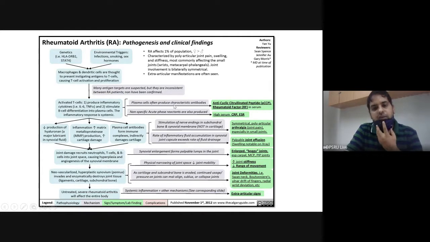With the inflammation and these changes, what changes will you observe in a patient's blood or a patient's symptoms? Initially, when activated T cells produce these inflammatory cytokines, the plasma cells often produce a characteristic antibody during this phase, and you can detect these antibodies in the blood of the patients. This is the ACCP, anti-cyclic citrullinated peptide. When you do a blood test, if its level is increased, you will get a sense that yes, it might be rheumatoid arthritis.